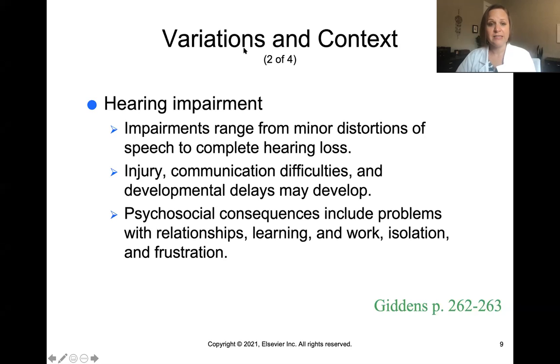Hearing impairment is the second variation and context of this concept, and impairments can range from minor distortions to complete hearing loss. And I watched my husband's grandfather go through this progression from just having to speak up a little louder to him really not being able to hear conversation at dinner, and ultimately acknowledging his own deficit and getting help in the form of a hearing aid, and it made a big difference for him. But I watched him go from this scope of minor distortions to complete hearing loss.